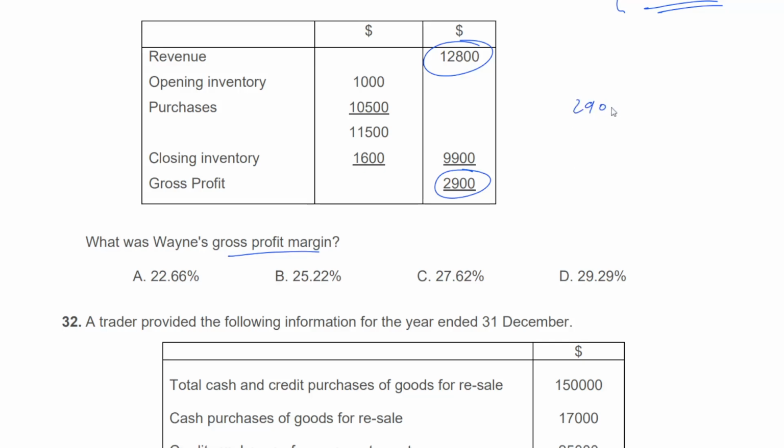Okay, 2,900 over 12,800 times 100. 22.66. Okay. Let's move on.